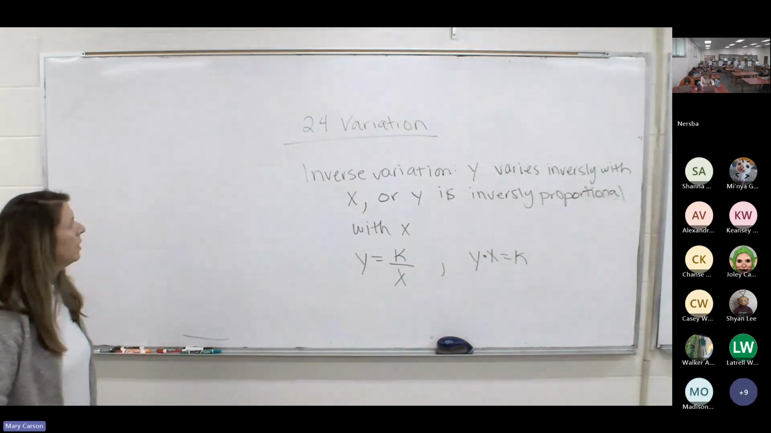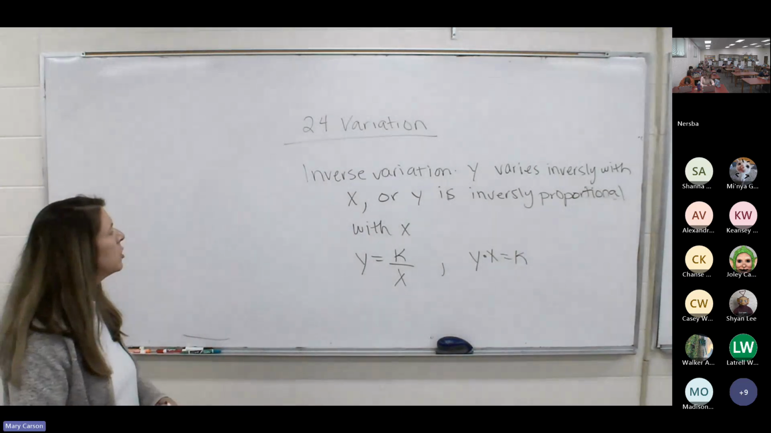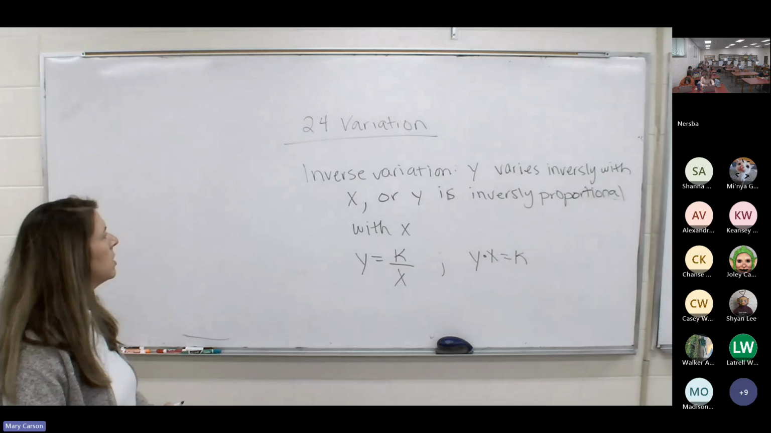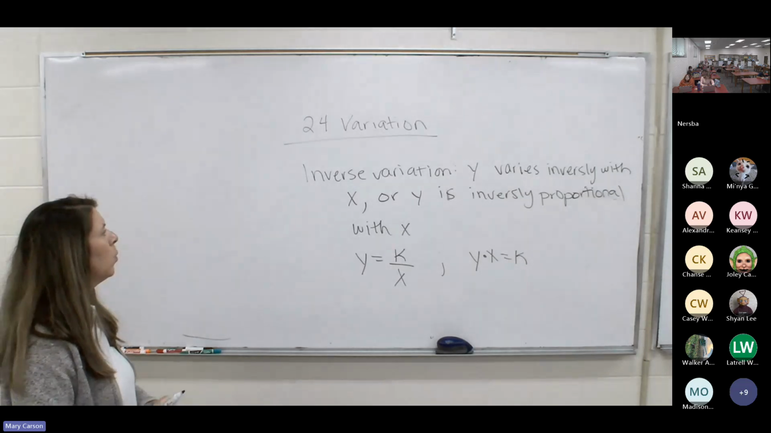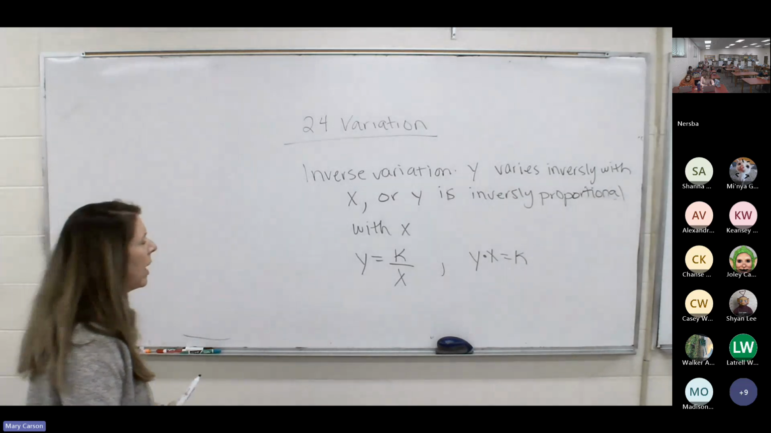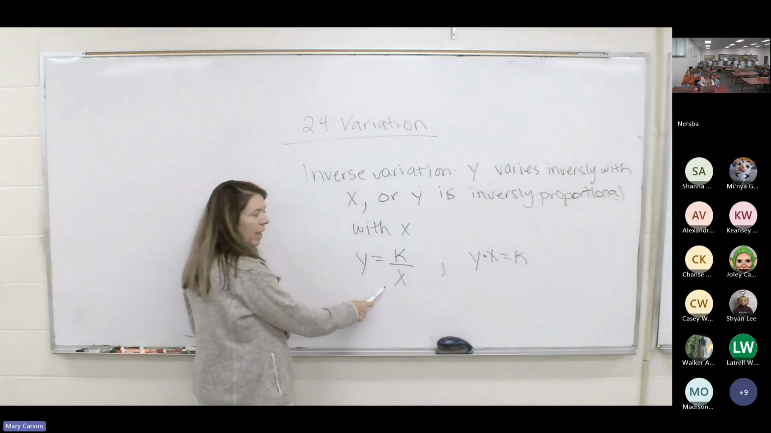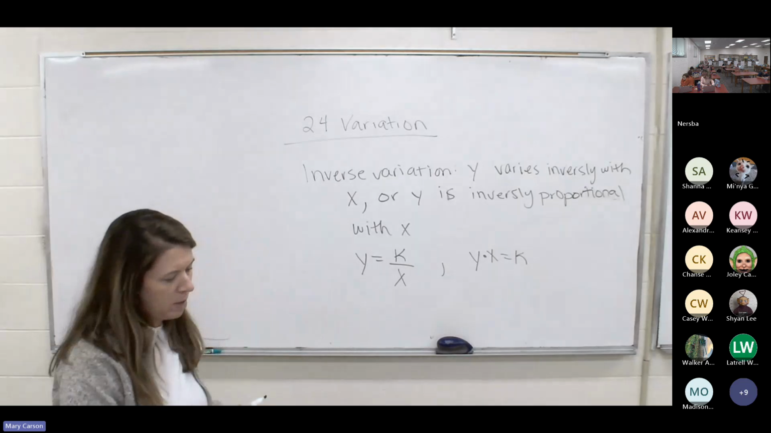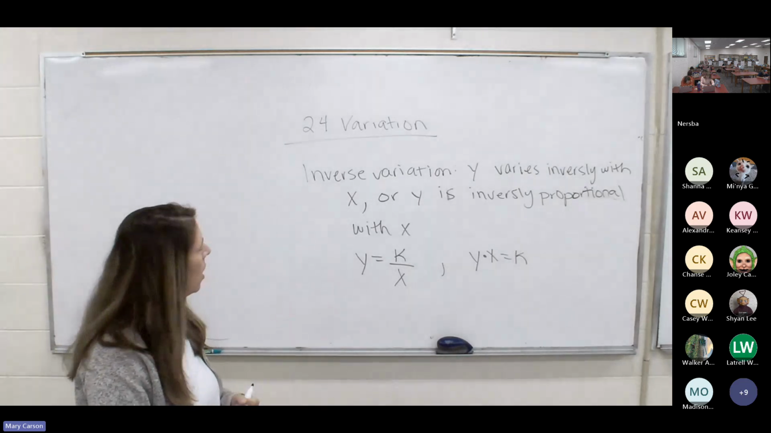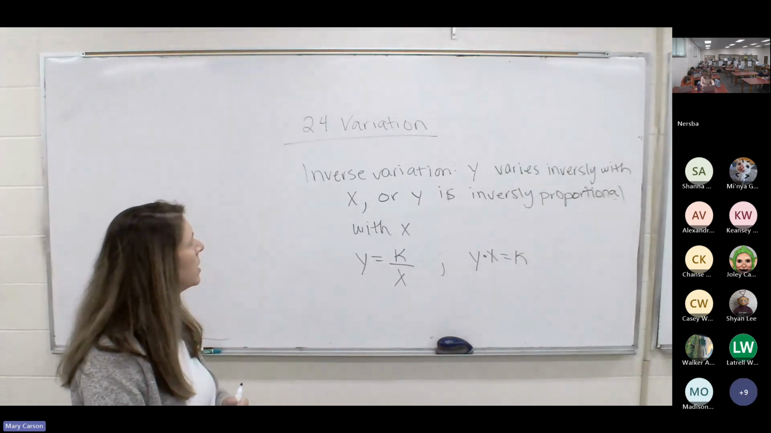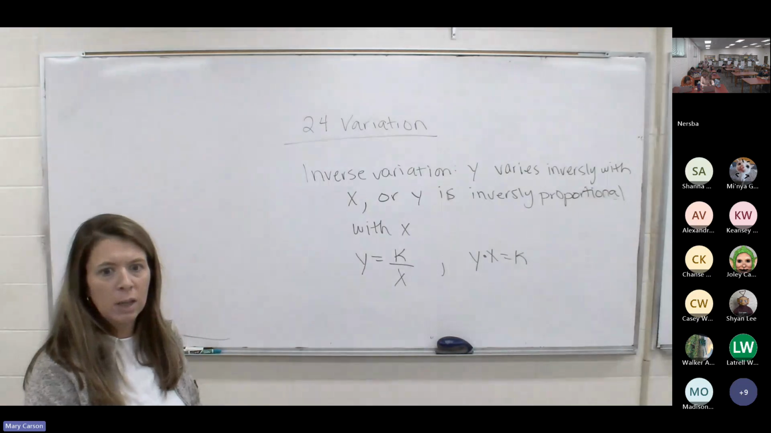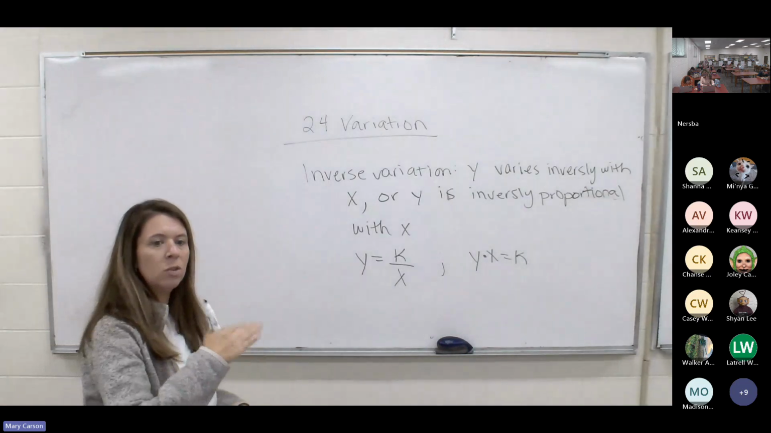All right, so inverse variation: y varies inversely with x, or you might also see y is inversely proportional to x. We would write this as y equals k over x. And if you're solving for k, you're going to be multiplying your y and your x value. It's a very similar problem, except you're going to see the word inversely. And when you see the word inversely, you know you need to divide.